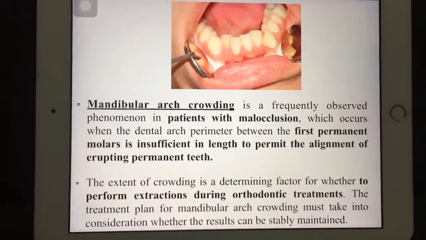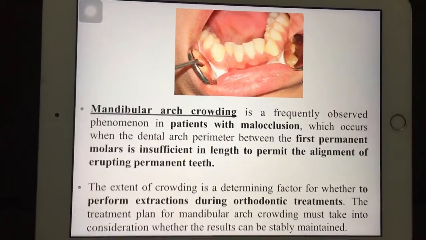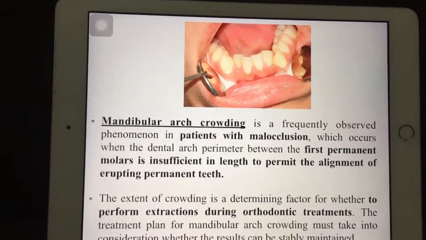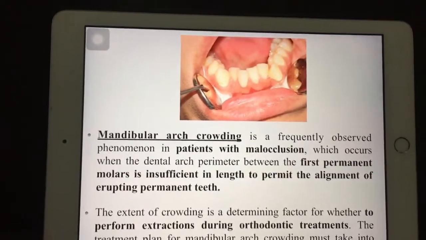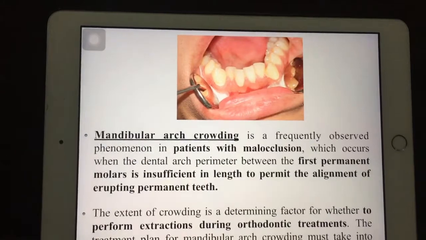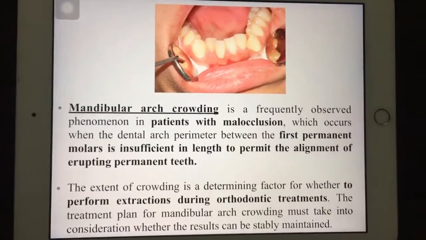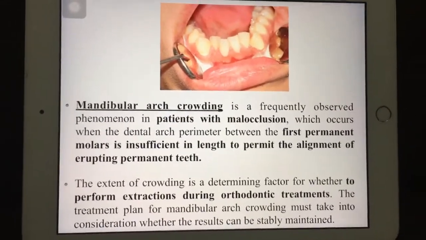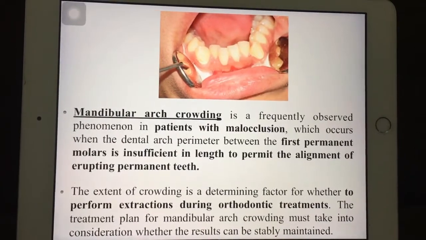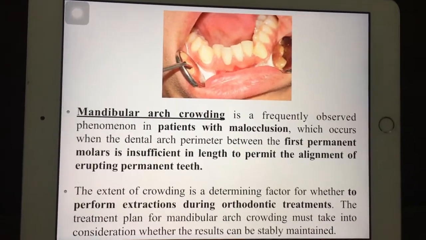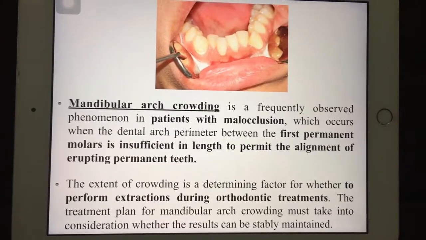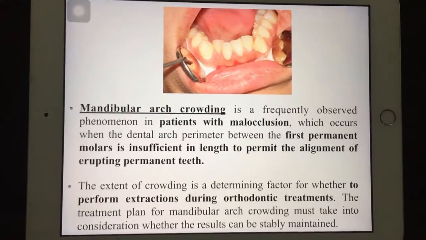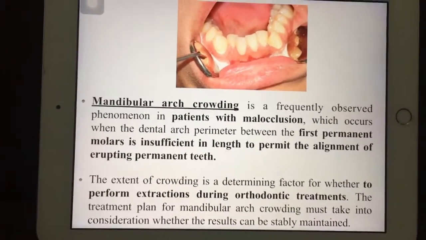Mandibular arch crowding is frequently observed in patients with malocclusion, which occurs when the dental arch perimeter between the first permanent molars is insufficient in length to permit the alignment of erupting permanent teeth. So, bakit nagkakaroon ng insufficient in length? So, say for example, there is an early loss of deciduous tooth. So, kapag tumubo na yung first permanent molar, magme-mesial drift siya. So, yung successor nung maagang na-loss ng mga deciduous tooth, insufficient yung length niya, hindi siya masyadong fit.